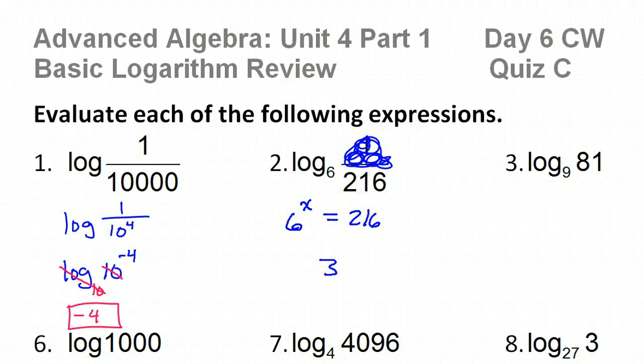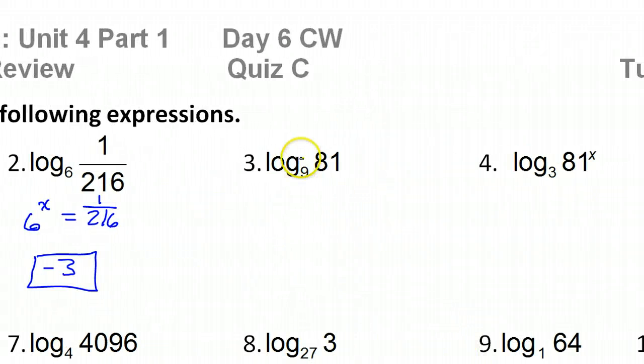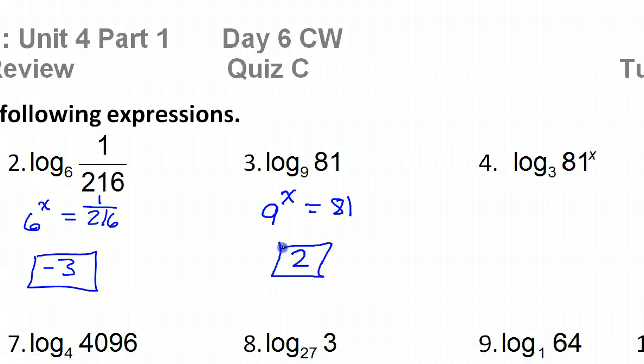Okay, but since it's really 1 over 216, then that means it would need to be the negative 3 power, because that would drop you down to the denominator. Alright, so the answer for number 2 is negative 3. Okay, this is pretty much the same thing. As we ask ourselves, 9 to the what power is going to give you 81? Well, that's just 2, just plain and simple. 9 squared is 81, so the answer is 2.